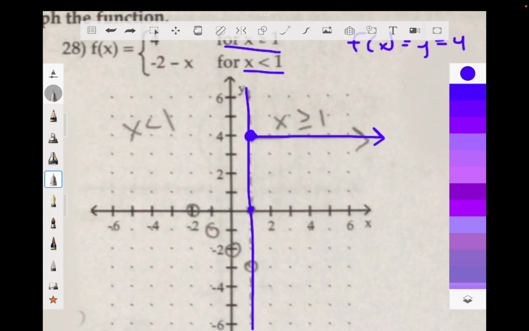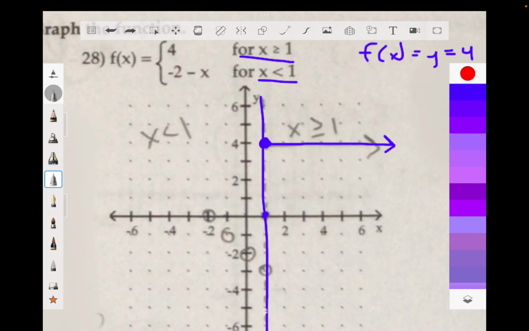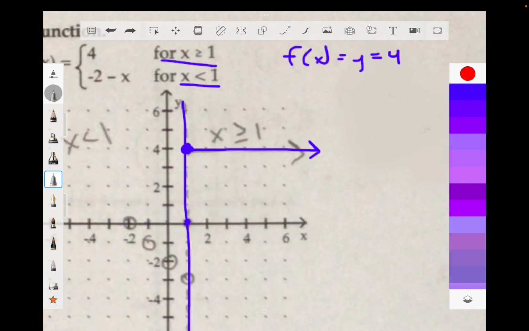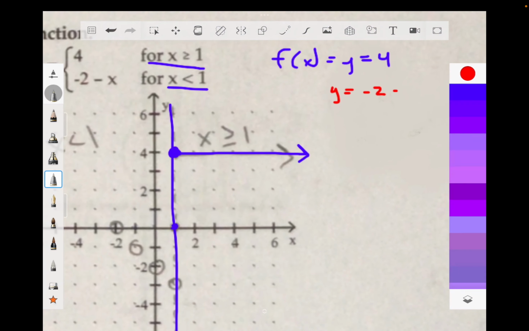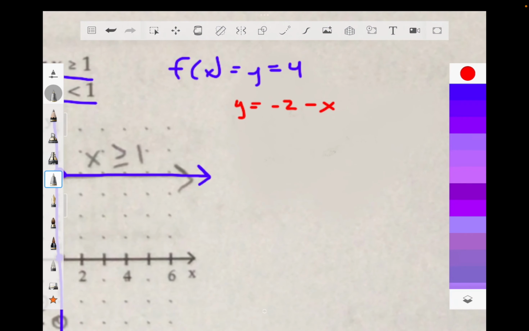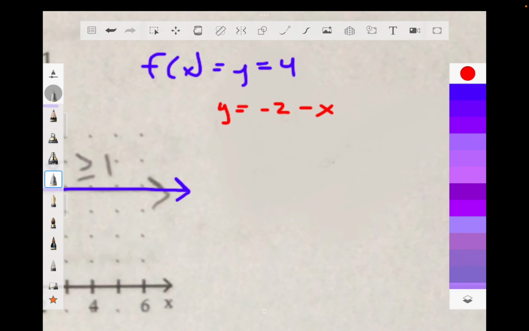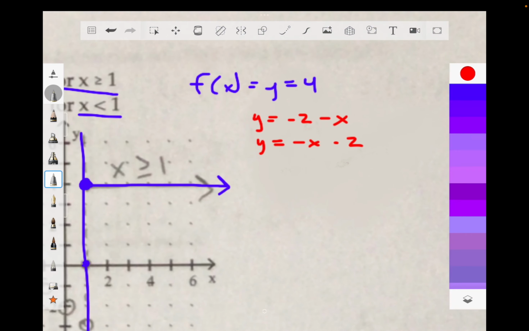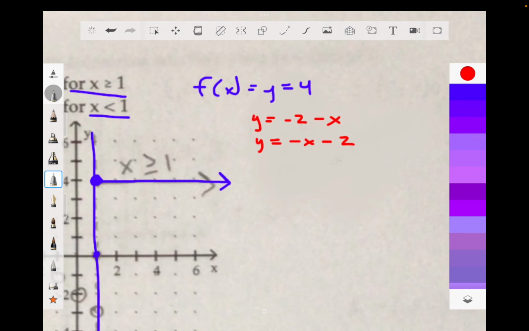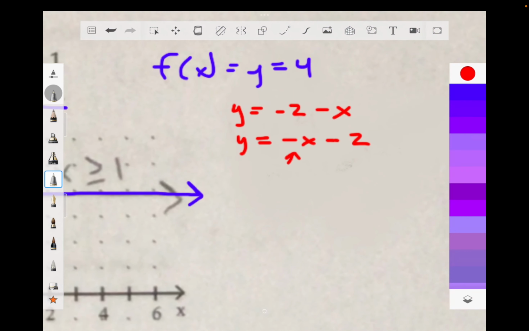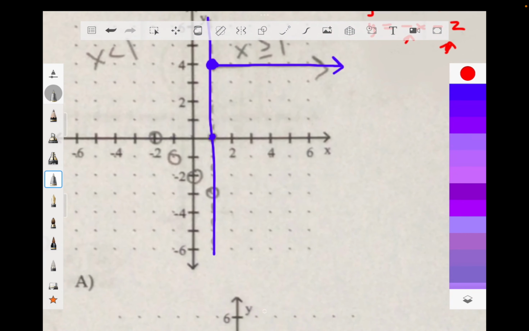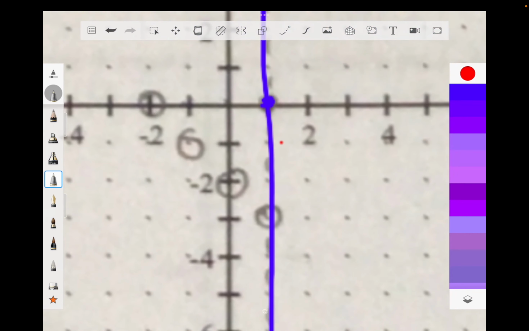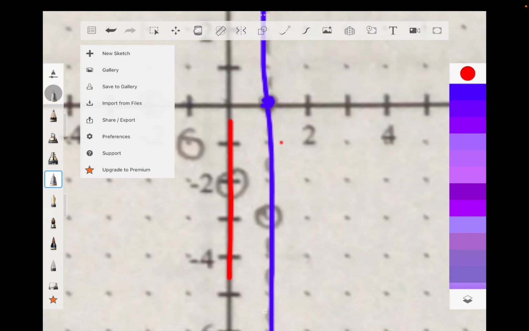So I'm going to use red now. When x is less than 1, then y is going to equal -2 minus x. Which, if you want that written a little different in slope-intercept form, you can just flop them around: -x minus 2. Now it's in proper-looking slope-intercept form. So our slope is -1. Our y-intercept is -2. This is the y-intercept right here, and it's going to be at -2.